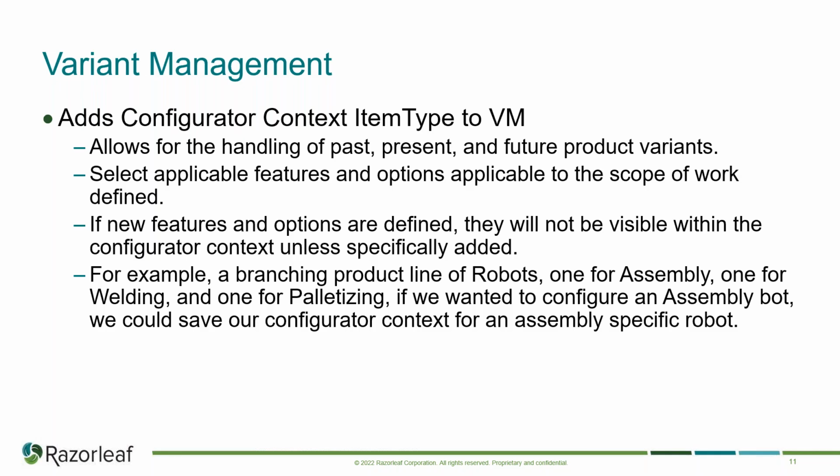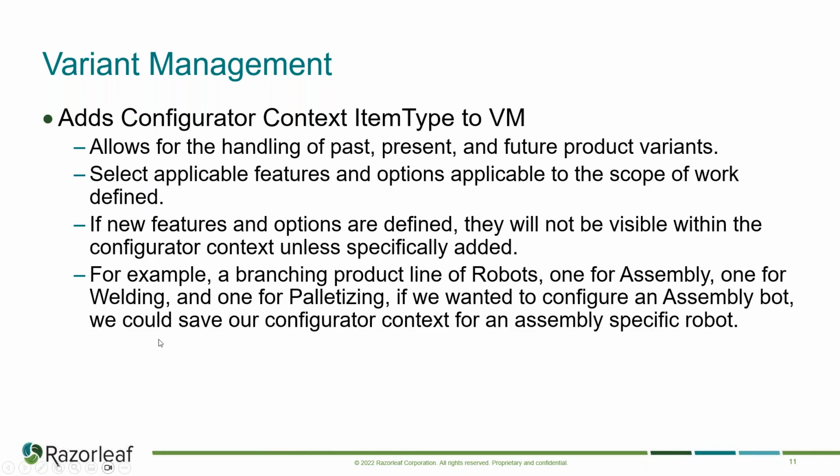To expand on that, say I have a branching product line with three different types of robots: an assembly robot, a welding robot, and a palletizing robot. I could specify a configurator context for an assembly robot and only put the options that apply to an assembly robot on the configurator tree. This keeps things a lot simpler for our users working with these subconfigurators. If we only want to build an assembly robot, we hide all the options for a welding or palletizing robot and make the context a lot more clear for a user.